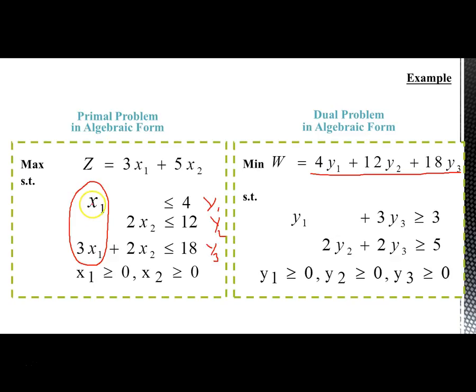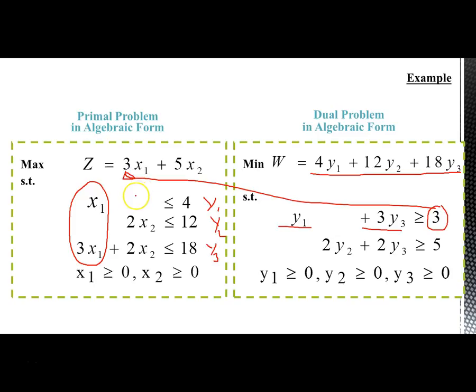See, x1 corresponds to y1, and that coefficient is 1, so y1 right here, plus there is no y2 because this is 0, and 3x1, so there will be 3y3. As it is a less than or equal to for all coefficients, this will be greater than or equal to 3. Okay, this 3 is coming from the objective function of the primal problem.